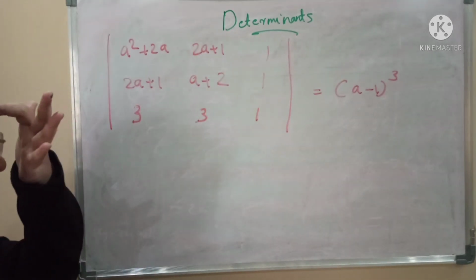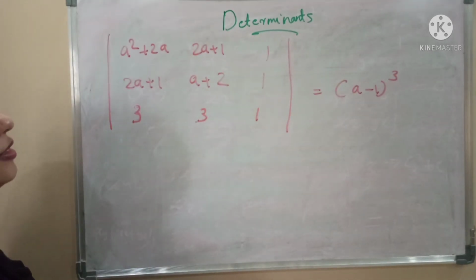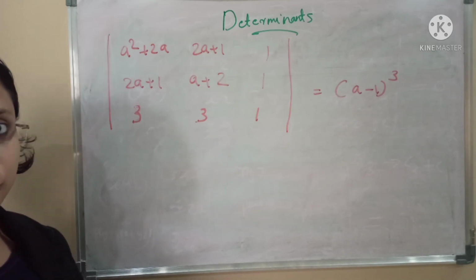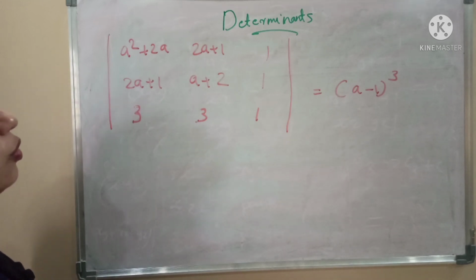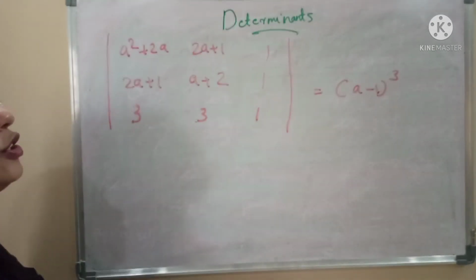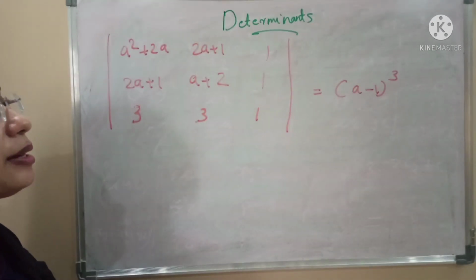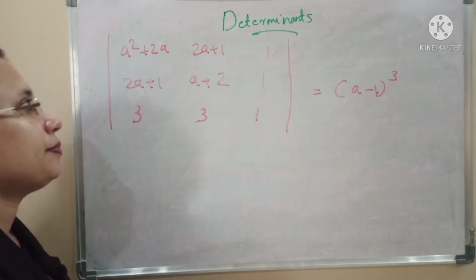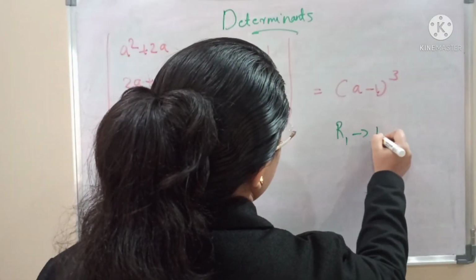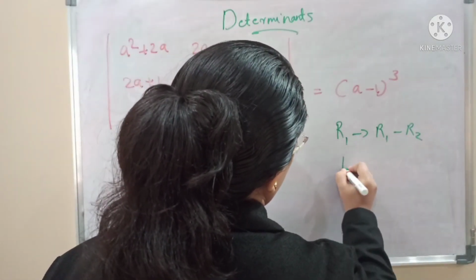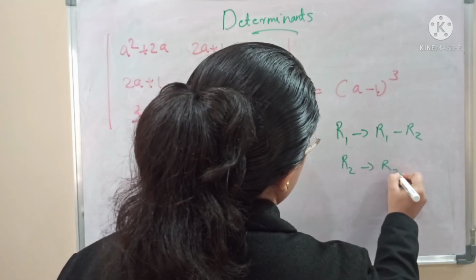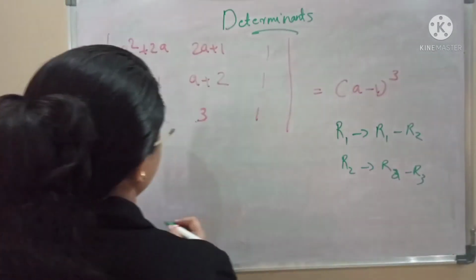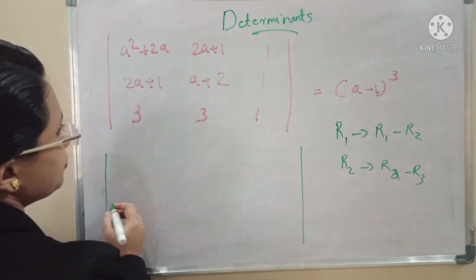So we have a determinant here. We need to prove that this determinant value is (a minus 1) the whole cube. Okay, so how can we prove that? Somehow we need to formulate this in such a way that we will get (a minus 1) the whole cube. Okay, so let's see how to do this. R1 as R1 minus R2, R2 as R2 minus R3. So let's see what we will get.